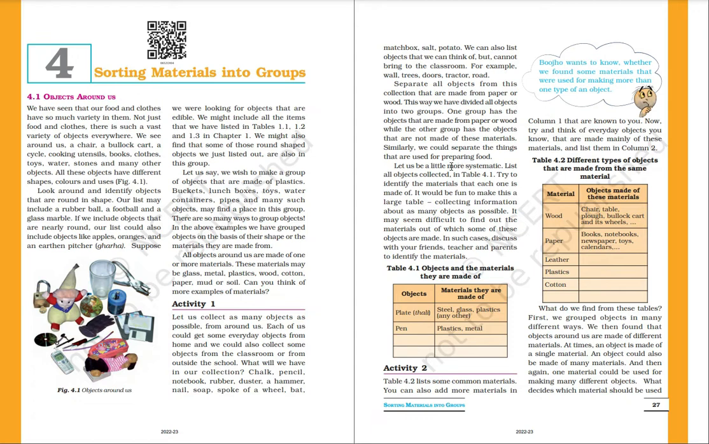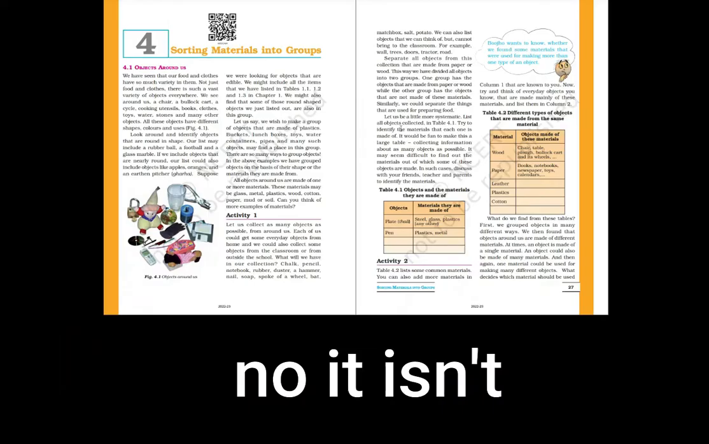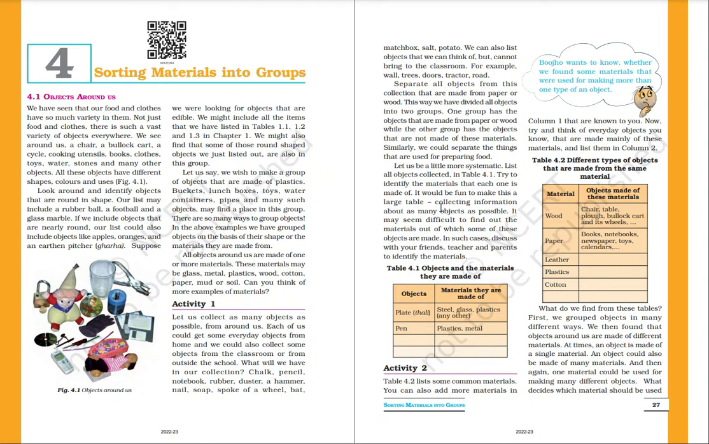Let us be a little more systematic. List all objects collected in table 4.1. Try to identify the materials that each one is made of. So that's a task you can do. It is not necessary to mention all the objects in 4.1 because it is basically useless. You need to just understand this, not fill in these tables because they are not necessary. It would be fun to make this large table. No, it isn't. It is a lot of work. You can just do it so that you know what is what, but it is not necessarily that fun. It's just for knowledge. You can do it.